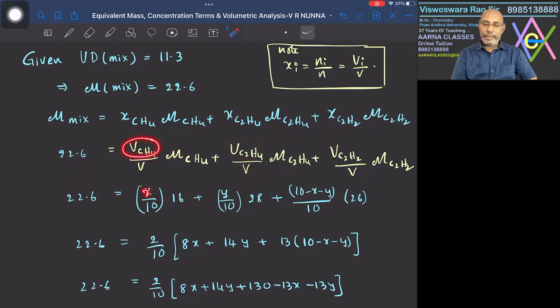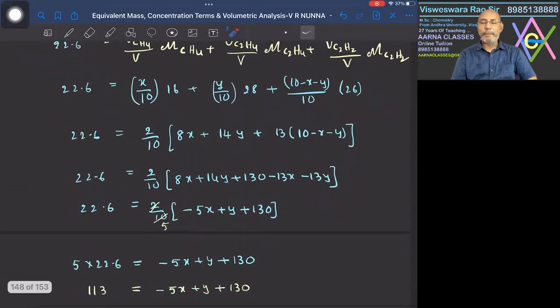And in this one, instead of that, I took x, and I assumed that the total volume is 10 ml. This one is 16, this one is y, this is 10, this is 28. This one is 10 minus x minus y, this is 10, this is 26. Only thing is I have to simplify this one.